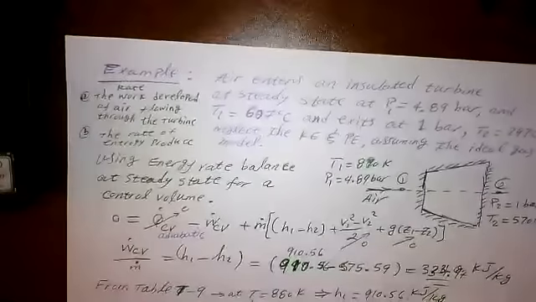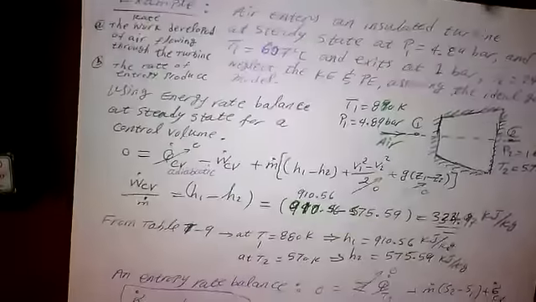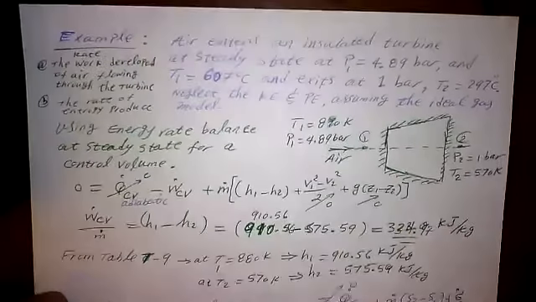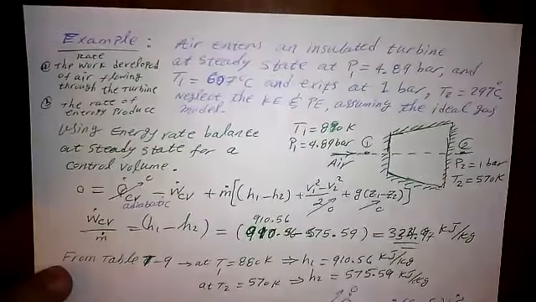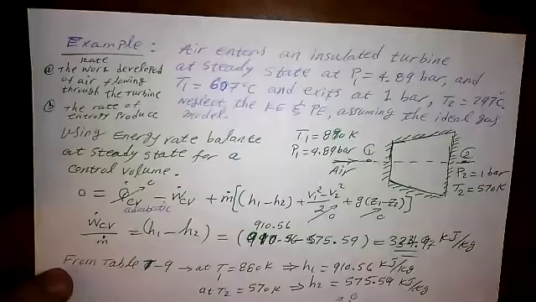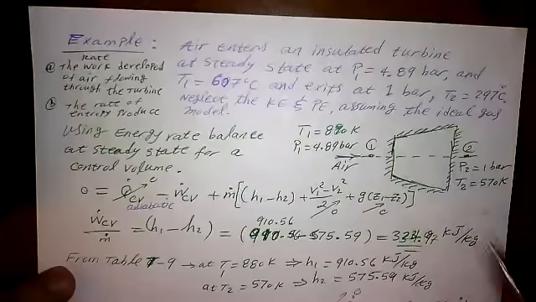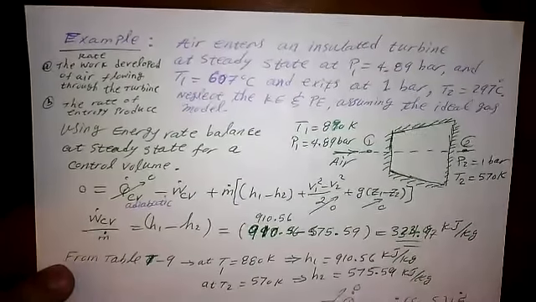All right. Example. Just be patient, we will go through this. The substance we have is air. Air enters an insulated turbine. Insulated turbine means no heat transfer.